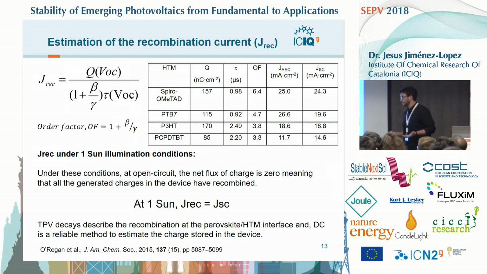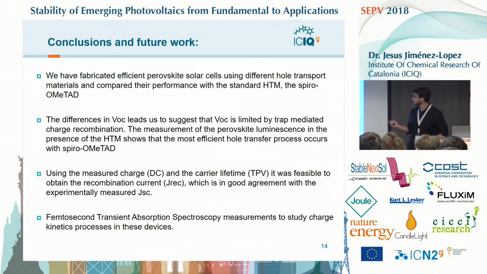So we can say that the TPV is a method that describes the recombination at the interface between the perovskite and the hole transporting material, and that differential charging is a reliable method to estimate the charge stored in the device.